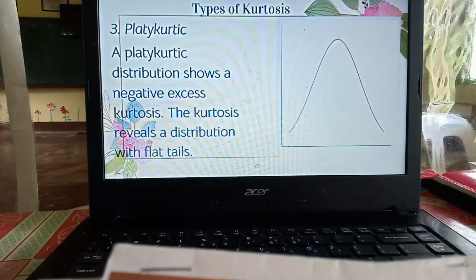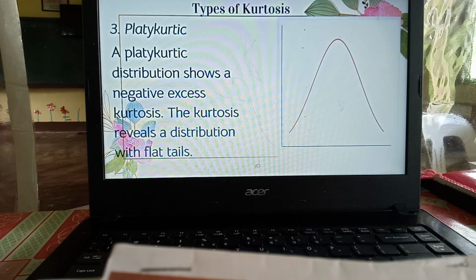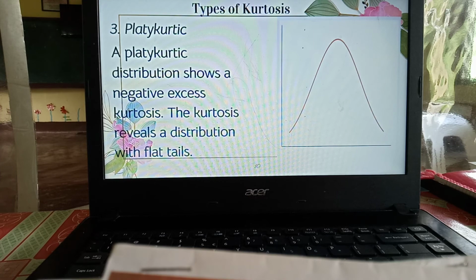The last type of kurtosis we have is platykurtic. A platykurtic distribution shows a negative excess kurtosis. The kurtosis reveals a distribution with flat tails. The flat tails indicate small outliers in a distribution. So in the finance context, a platykurtic distribution of the investment return is desirable for investors because there is a small probability that the investment would experience extreme returns.